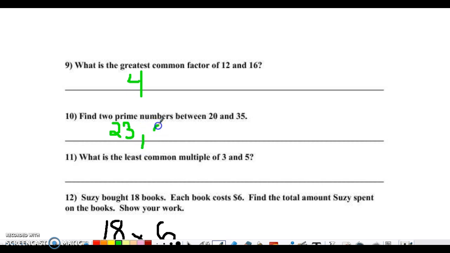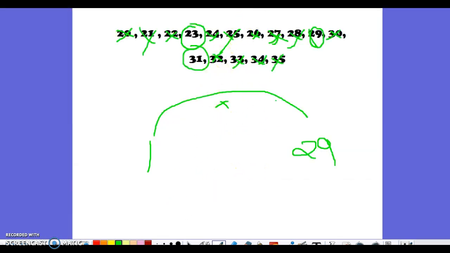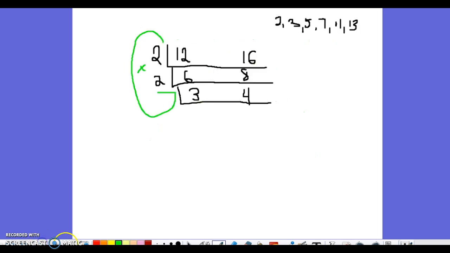They are only looking for 2 prime numbers, so I'm going to go ahead and put 23 and 31 down there. What's the least common multiple of 3 and 5? Here's the great thing about the upside down birthday cake. You can use it for this as well. Let me show you how.